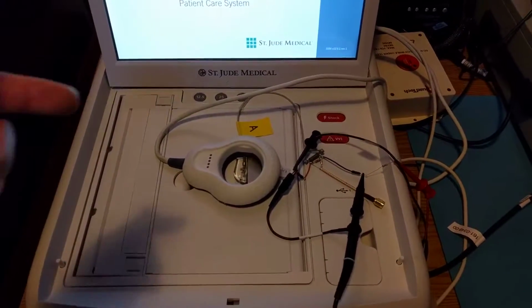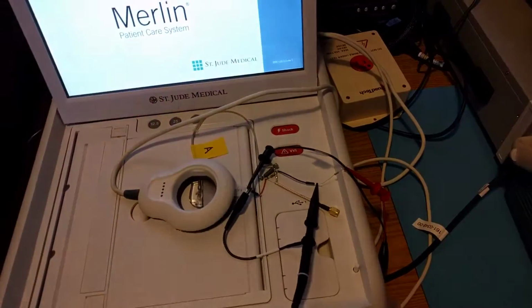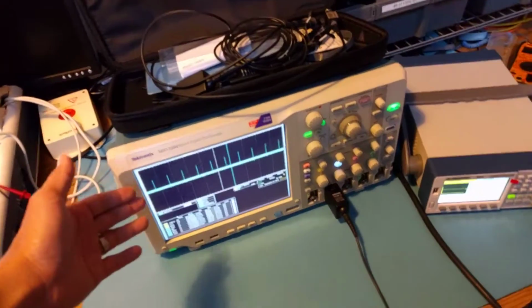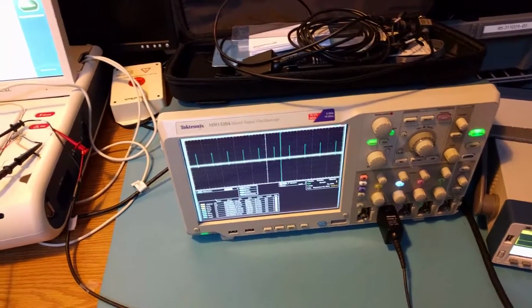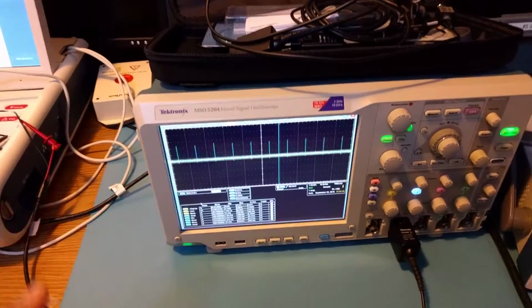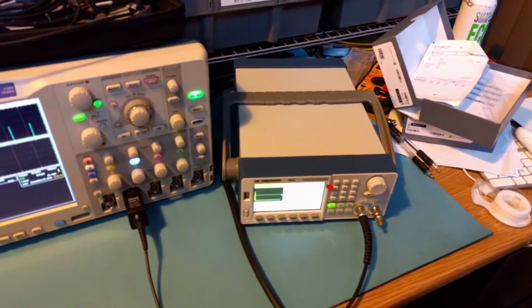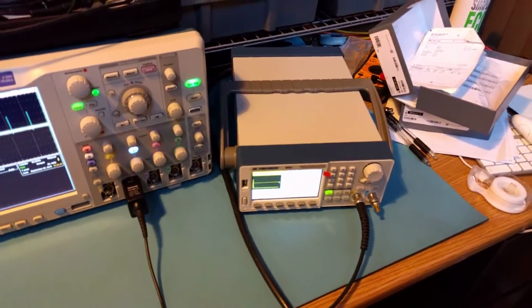This is a setup with the pacemaker and the measurement apparatus that we talked about before, including the oscilloscope that's measuring a nice pacing signal at 2.4 volts in exactly 60 beats per minute. And this is our simulated cardiac signal, which is off for now.